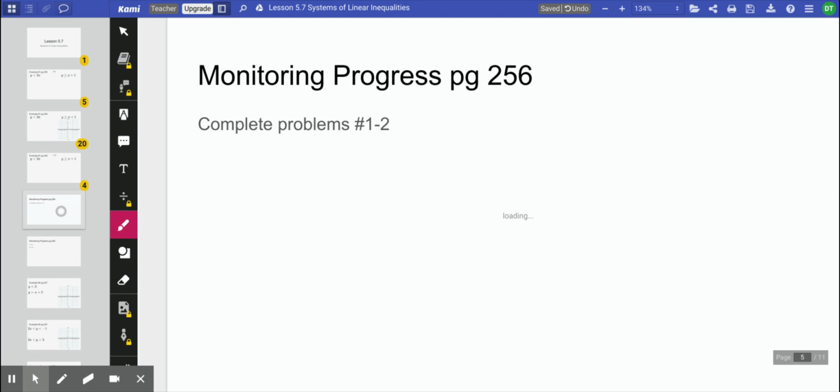So let's look at monitoring progress problems now, number 1 and 2 on the bottom of page 256. This will give you a chance to practice checking if it's a solution by substituting the point into each one of the equations. So go ahead and pause right now and take a moment and do those 2 problems.